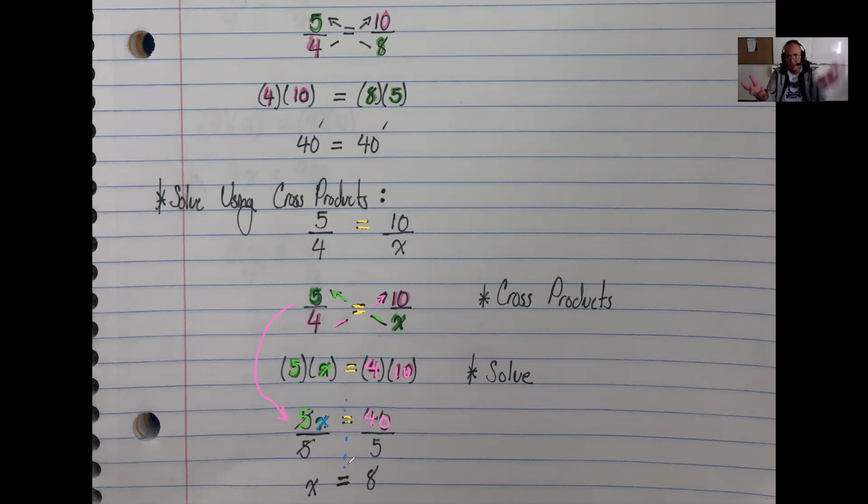So we have 5x on one side and we have 40 on this other side, and we know they're equal, but we don't know what x is. How do I know what x is? We need to isolate it. How do I isolate it? How do I get x by itself?